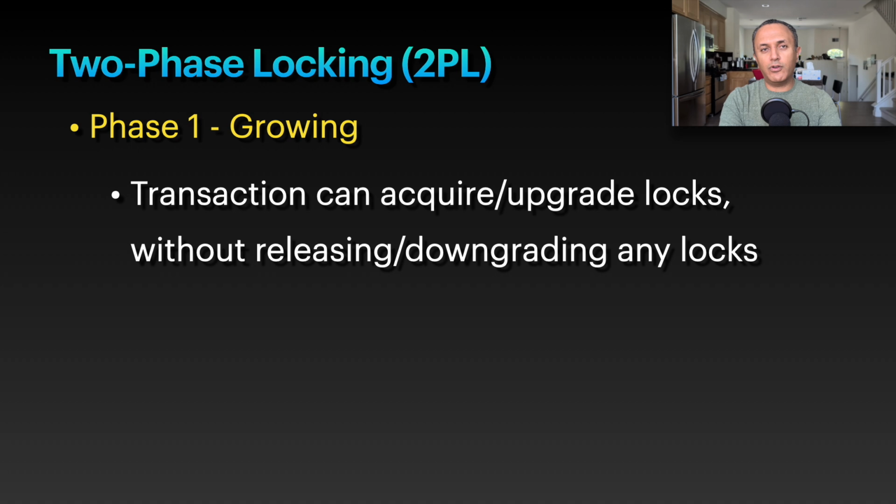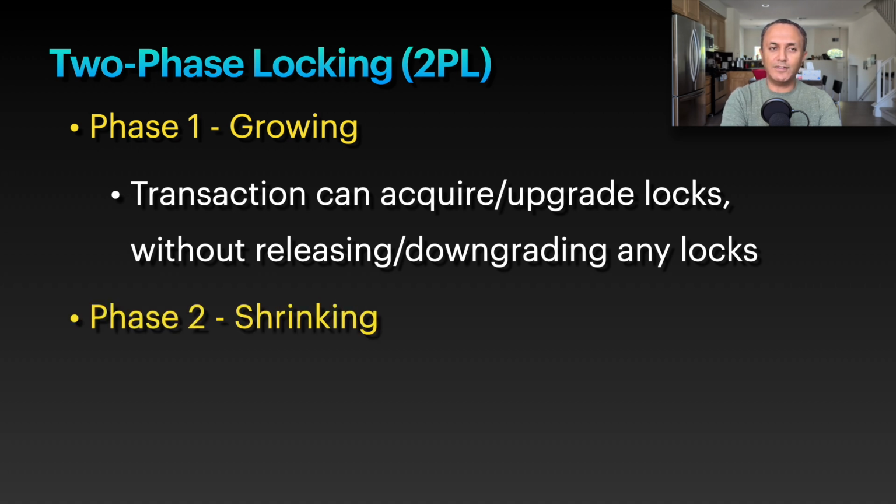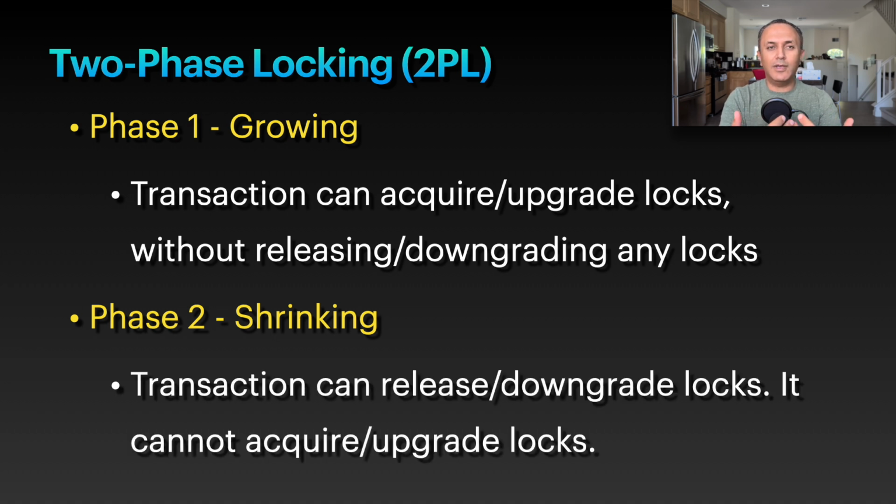Once we're done with the growing phase, we move on to the second phase, which is the shrinking phase. The shrinking phase is the opposite. In this phase, we are allowed to release or downgrade locks as much as we want, but we're not allowed to acquire any new locks.